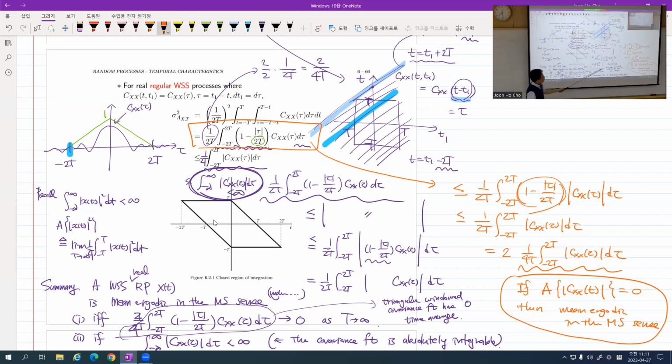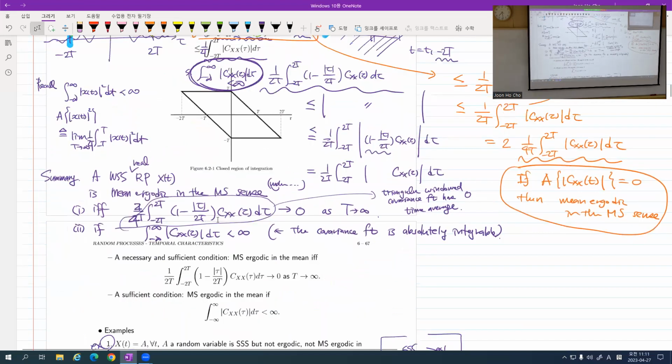Anyway, we also see that one sufficient condition for this to hold is that the absolute value of the autocovariance function has finite integral. So another sufficient condition, sufficient condition 2, is that if this is finite. What does that mean? If the absolute value of the autocovariance function is absolutely integrable, then what happens? This implies this condition, and this implies the necessary and sufficient condition. So again, mean ergodic in the mean square sense.